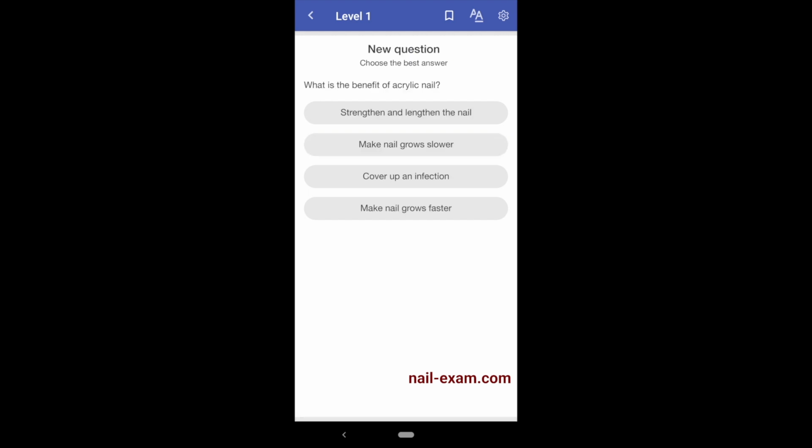What is the benefit of acrylic nail? Answers: A. Strengthen and lengthen the nail. B. Make nail grow slower. C. Cover up an infection. D. Make nail grow faster. The answer is A.